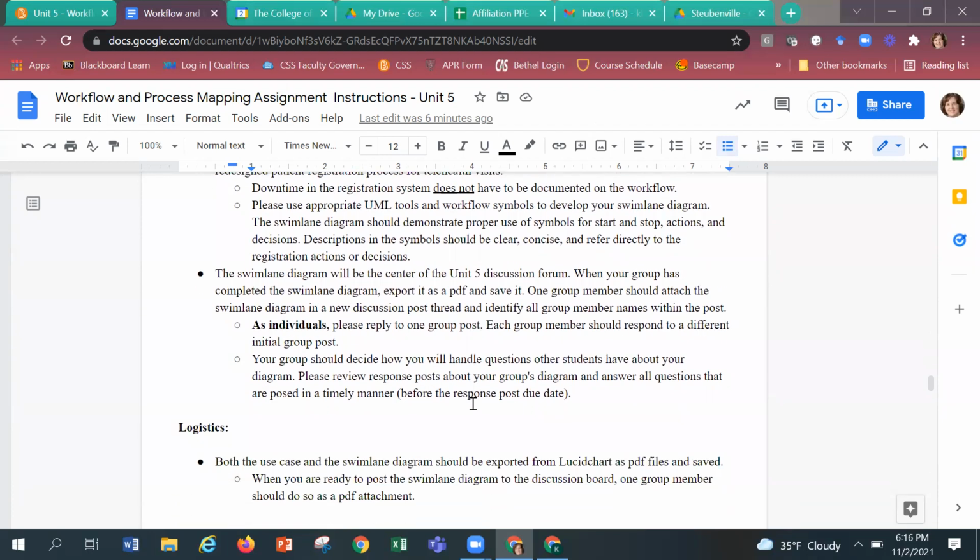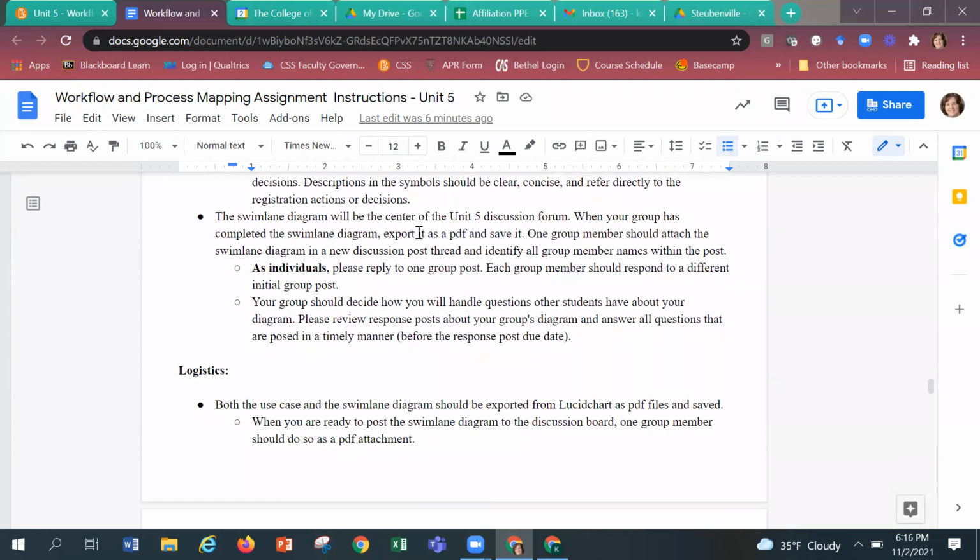And then, like I mentioned earlier, the swim lane diagram will be the center of the unified discussion forum. So when your group has completed the swim lane, you should export it as a PDF and save it. One group member should then attach the swim lane diagram in a new discussion post thread and identify your group member names within that post, okay? So I just need one initial post from your group. And then as individuals, you need to reply to one group post. So each group member should respond to a different initial group post. Okay, I hope that makes sense.